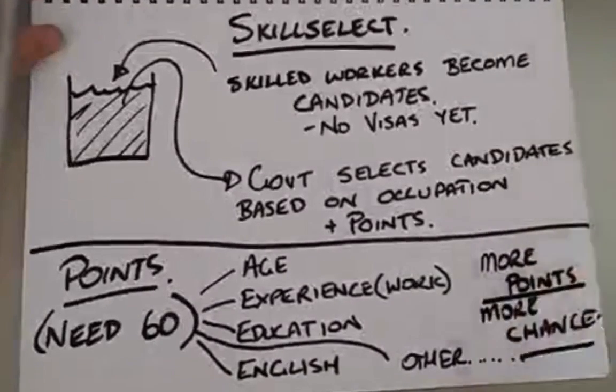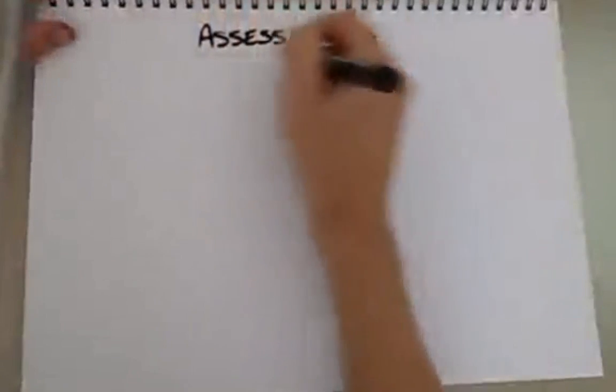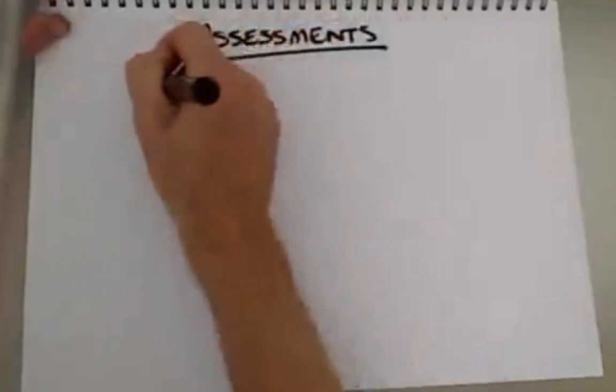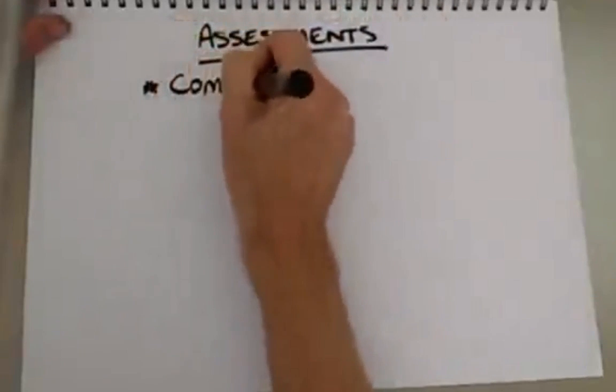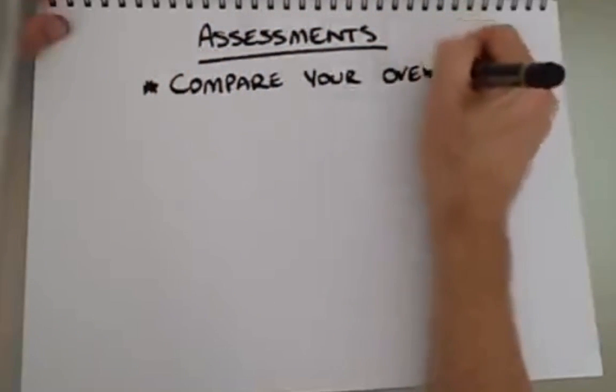Note that you won't get the visa, but you're only invited to apply for one. How do we start this process? Well, first of all, you need an assessment in your occupation. And if you remember the SOL list, you'll see that the assessment body is highlighted in that list against your occupation.